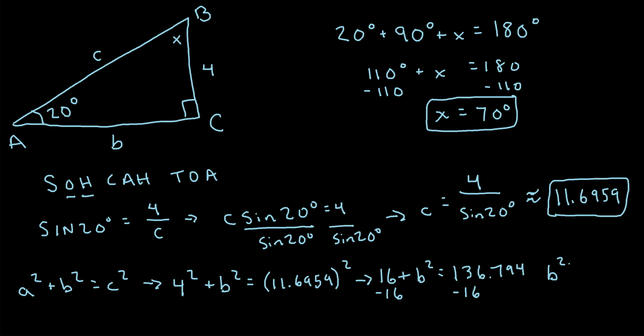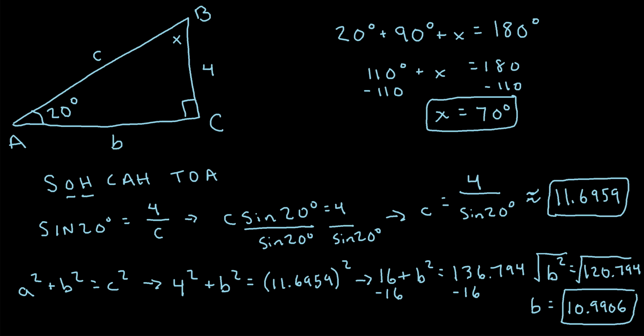So we'll end up with b squared is 120.794. Now if we just take the square root of each side, b is equal to the square root of 120.794, which is roughly 10.9906. So that is b. So we have solved this right triangle. We found the missing angle of 70 degrees, and we found that the missing side length of c was 11.6959, and the missing side length of b was 10.9906.